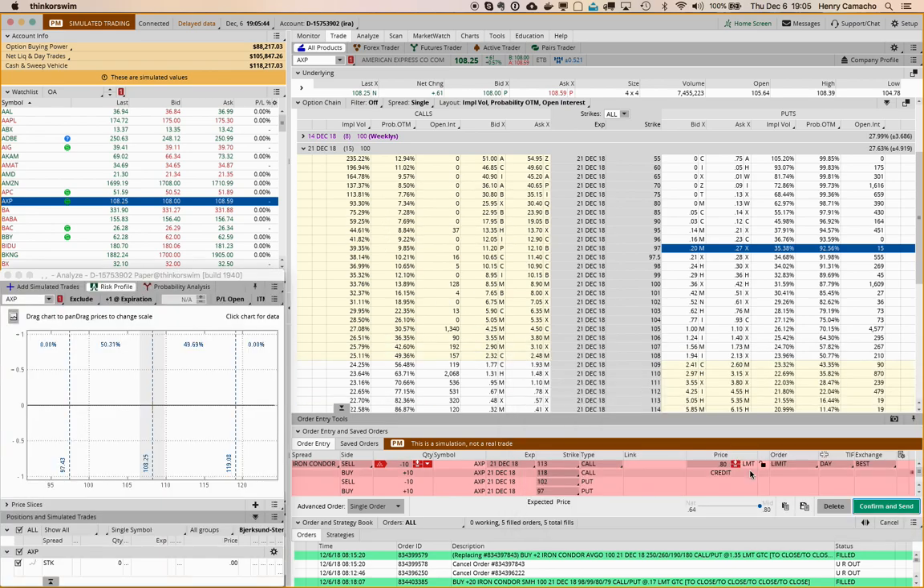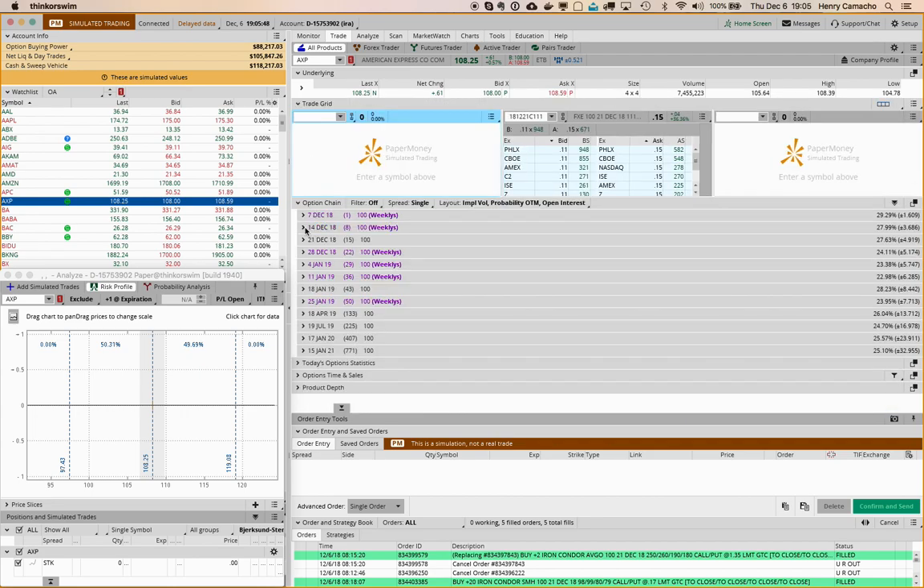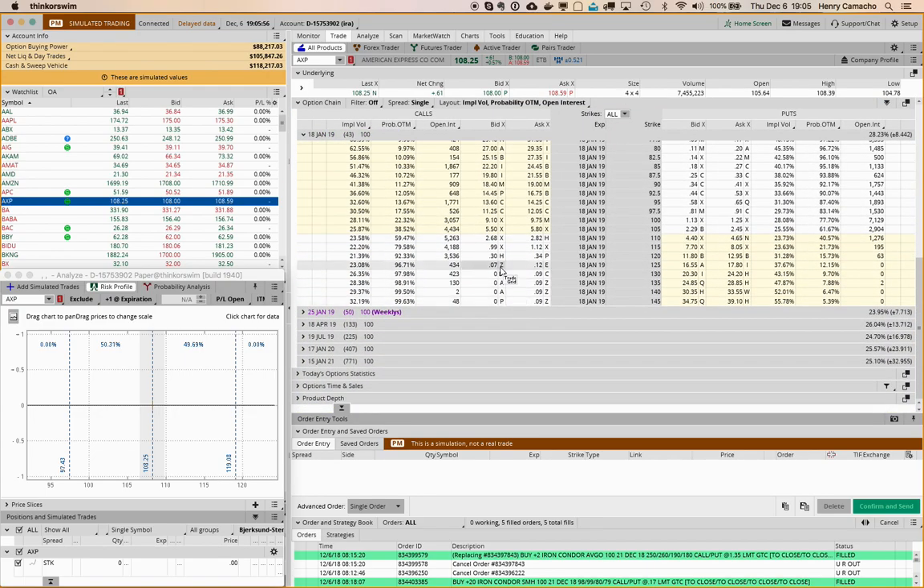So let's take a look at a little bit further out. So let's go look at the Jan 18 in 2019. And let's see what we have here. So we don't have an 80%er, we have a 92. So this is going to be a little bit tight. This is going to be taking on a little more risk.